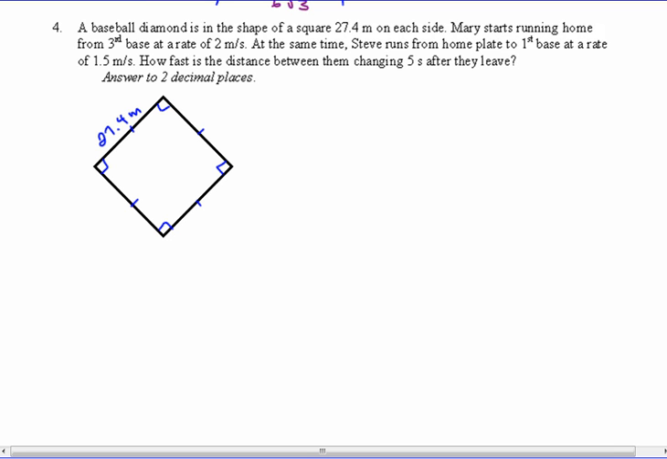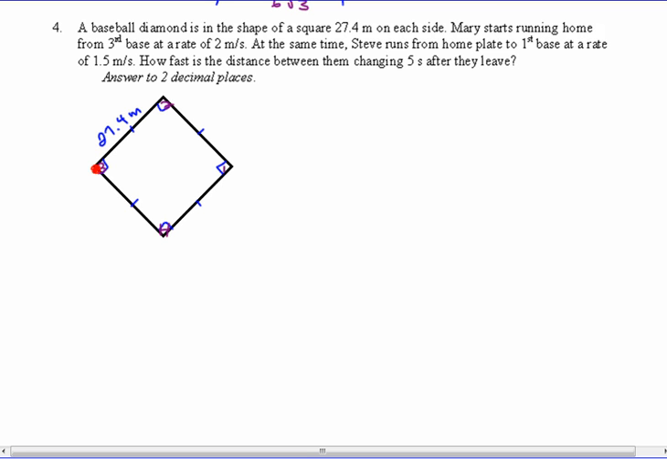Okay, Mary starts running home from third. So where's third base? It's the third one. So here's first. We're going to make this second, this third, and this is home. You can make it however you want. You could make home up here and third here if you really wanted to. It depends on how you look at the diamonds. So, Mary's on third.